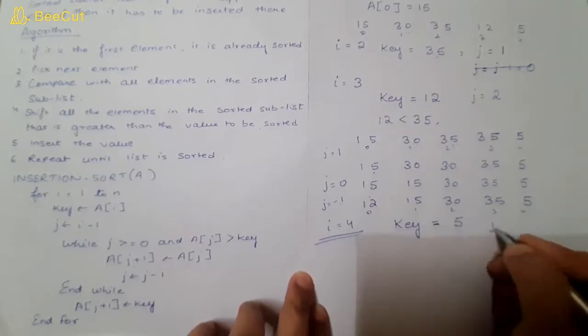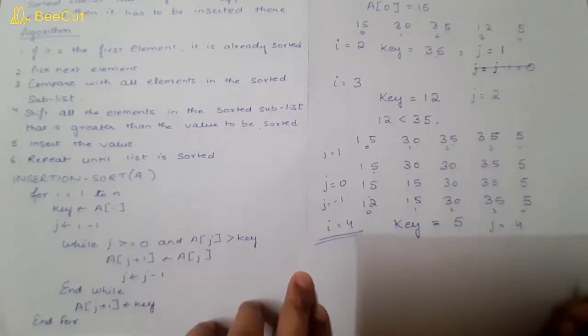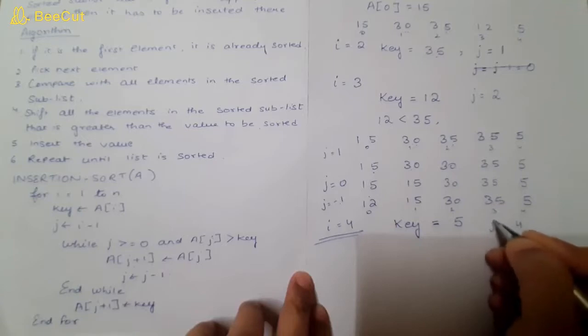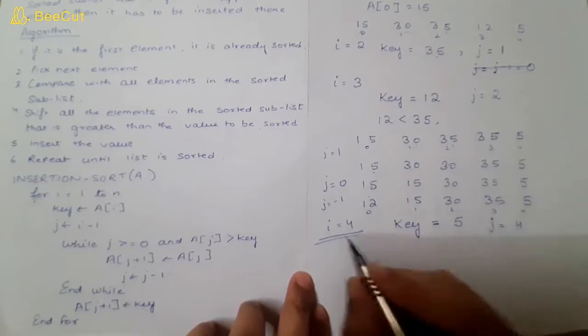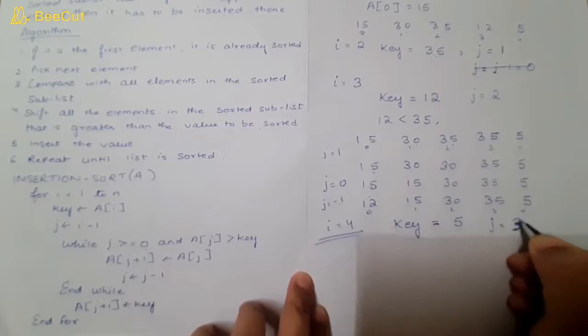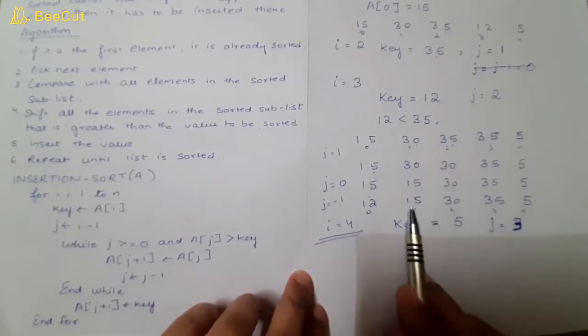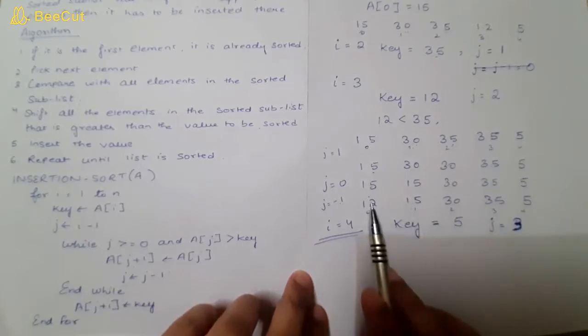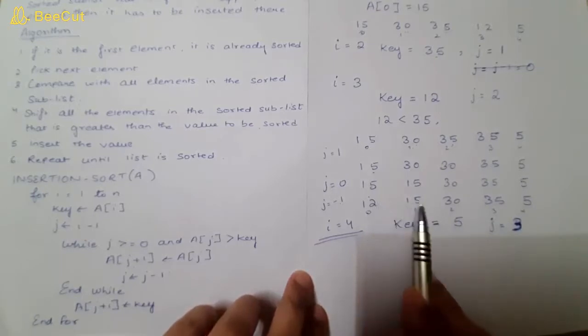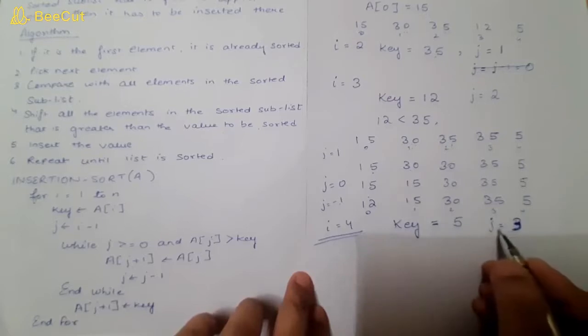Now we will start with j equals to i minus 1, that means 4 minus 1 will be 3. So we need to start from j equals to 3. Each time we have to decrement j value by 1 until a of j is smaller than the key value. So we'll start from j equals to 3.